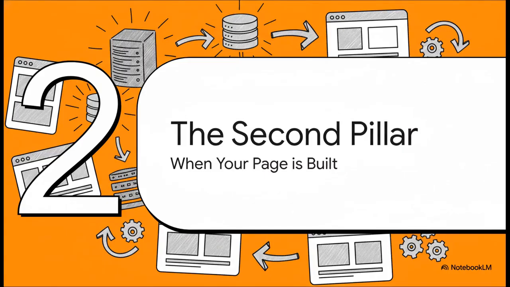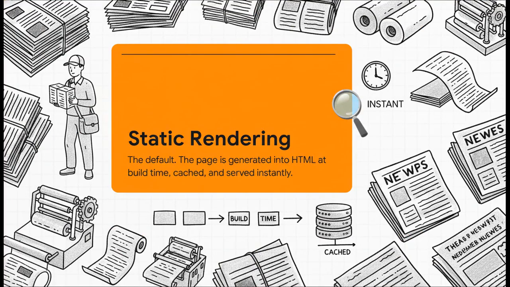All right, that was pillar number one. Now let's talk about the second pillar, which is all about timing. It's about when your pages actually get built. The default way of doing things is called static rendering. You can think of it just like a newspaper that's already been printed. All the content is there, the layout is done, it's just sitting there ready to be delivered instantly. All the hard work happened way ahead of time.